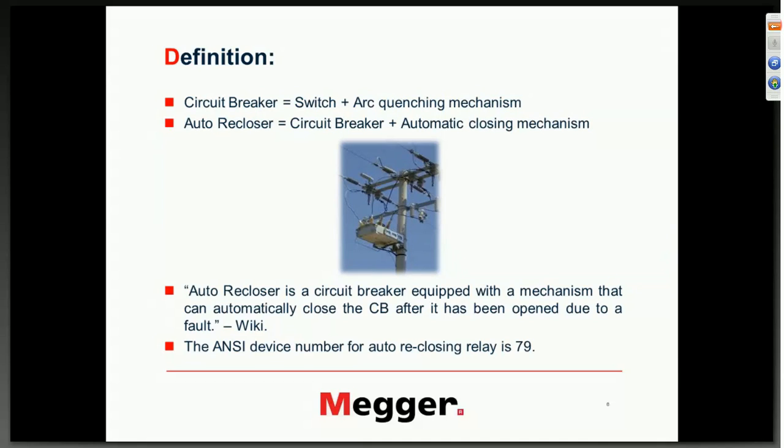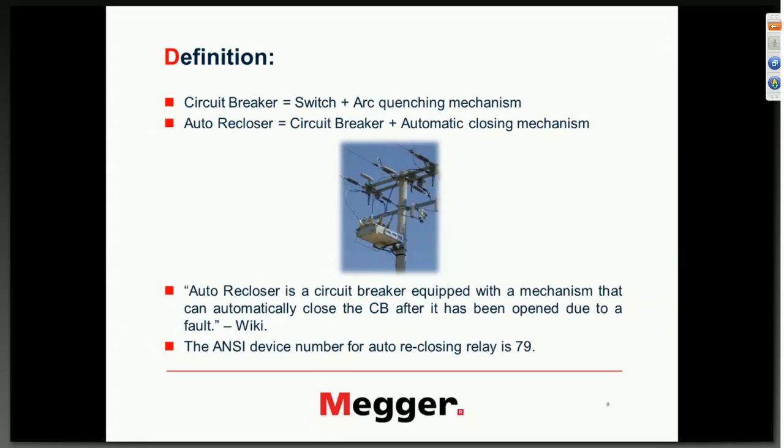Today, we are going to talk about the auto reclosure. For those of you who don't know much about auto reclosures, for the basic definition, you can think of the auto reclosure as a switchgear or circuit breaker. If you know about a circuit breaker, it is nothing but a switch with an arc quenching mechanism.